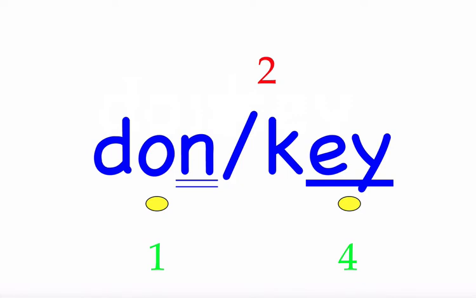Donkey. N represents its second sound. When N is followed by either G or K, N will represent its second sound.